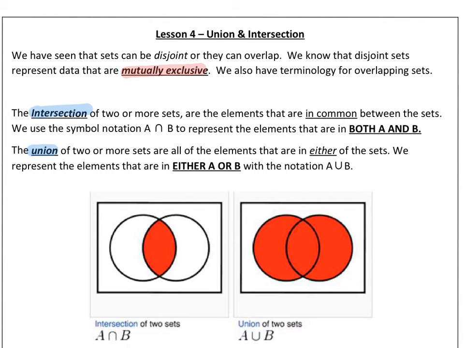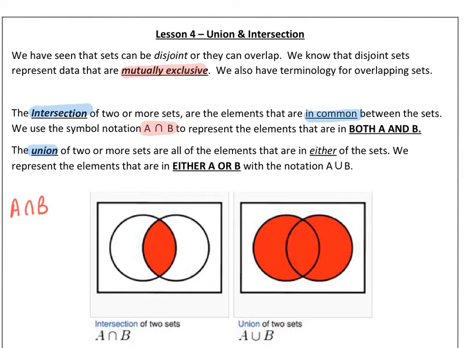So the intersection of two or more sets is the elements that are in common between the two sets. So we use the symbol, this, it represents both A and B. So the way that I actually think of it is if I'm writing it, it's like writing an A but not crossing it for "and," if that makes sense. So A and B looks like A and B. So those are the things that are in both A and B.